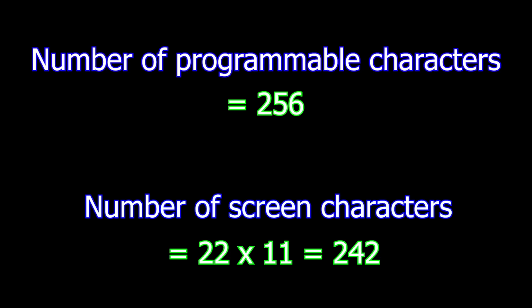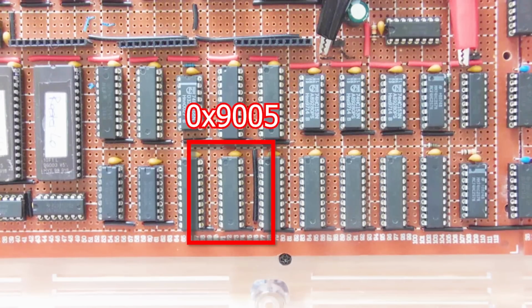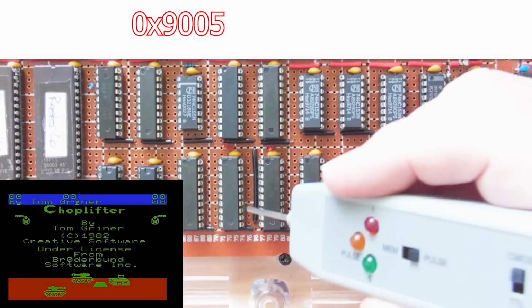There are a couple of ways to deal with this, but how does Choplifter specifically handle it? We noticed before that the 9002 register contained the value of 96 hex, and we know that the top bit is BV9, which is part of the base address for the character map. We know that the rest of the address is stored in 9005, which is this register here, so let's see what value it takes.